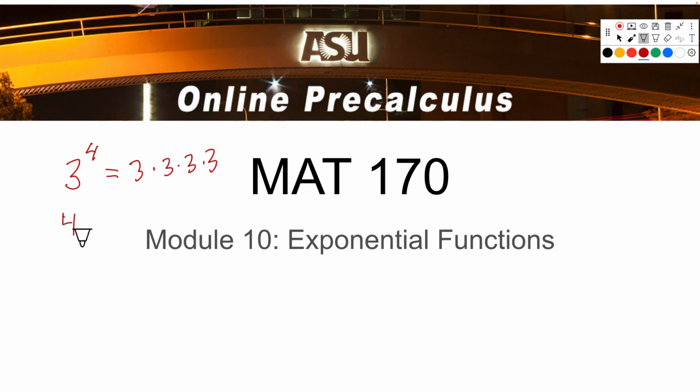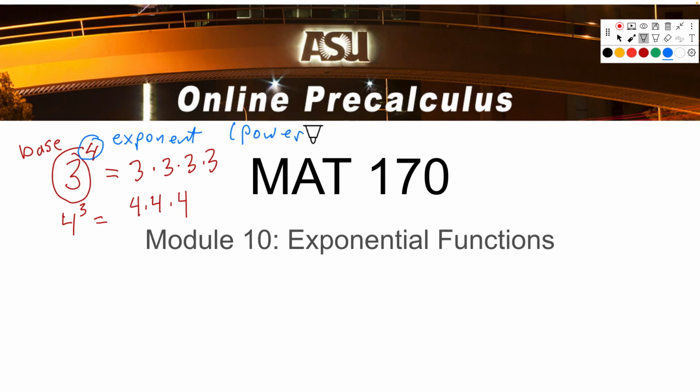Is it the same thing as 4 to the 3rd? No, because that's 4 times 4 times 4. So each part, there's a base. We call this part the base, and that's what is getting multiplied. And then we have the exponent or the power. We use multiple words for that, but that's the number of times that we're going to multiply.